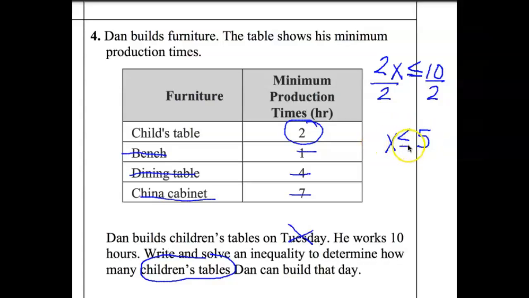For some reason, if lunch break or something comes up, he can make less than 5 tables in that 10 hours. However, since it takes 2 hours to make 1 table, there is no way he is going to be making more than 5 tables in 10 hours. But the inequality is he can make 5 or less tables in that time.